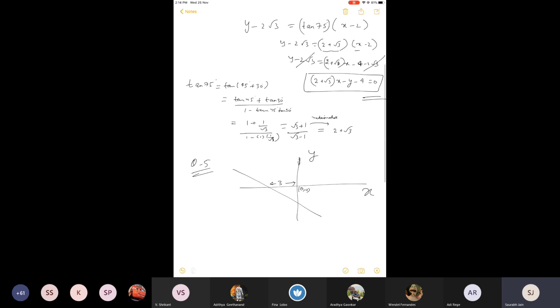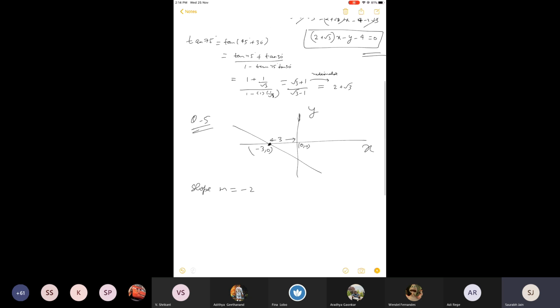Simple question. Once again, point slope form. Why? Because the slope is given. Slope m is minus 2. And they have given a point with the help of the x-intercept. Because if the line is cutting the x-axis at a distance of 3 units to the left of origin, that means this point will be (minus 3, 0).